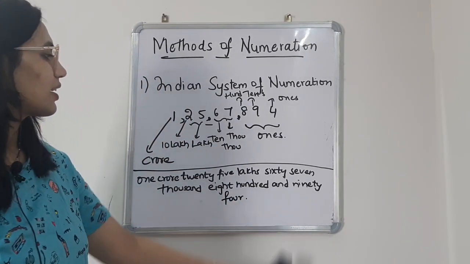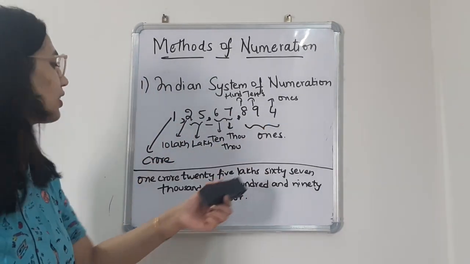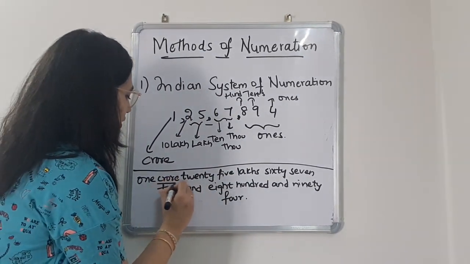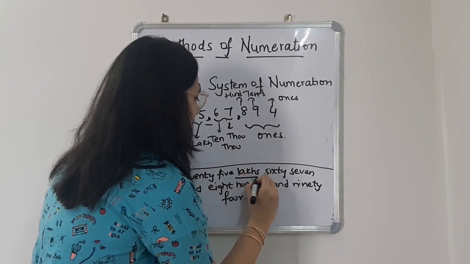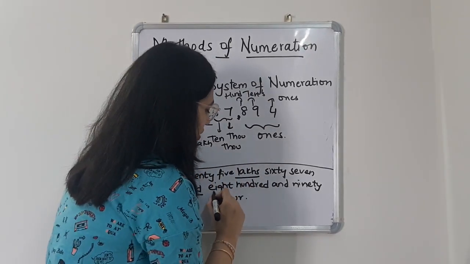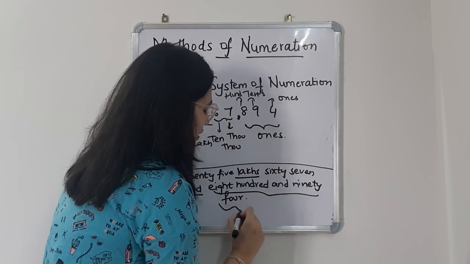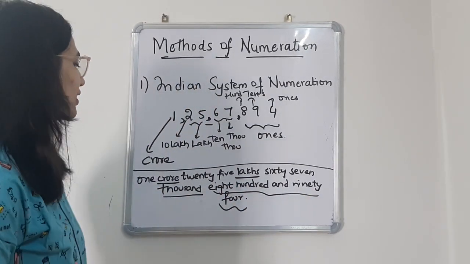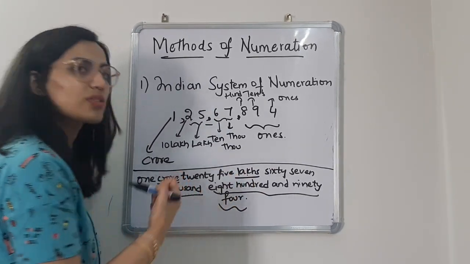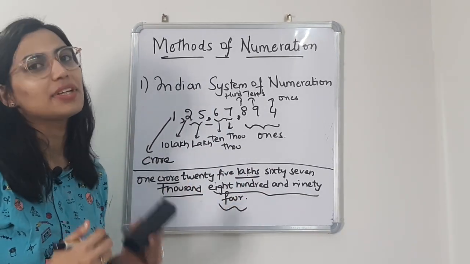So this is how you express such a big number in words using the Indian system. So we use the word crore, lakhs, thousand, and this is all. You can call it as ones. So these words, crore, lakhs, thousands, those are called periods.